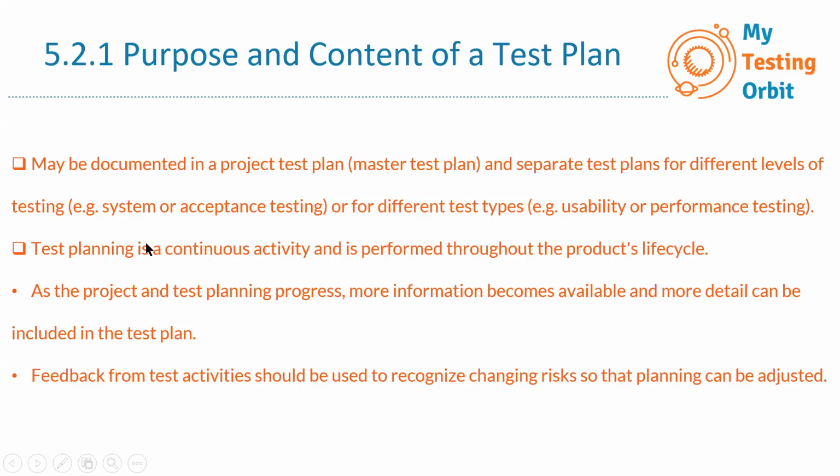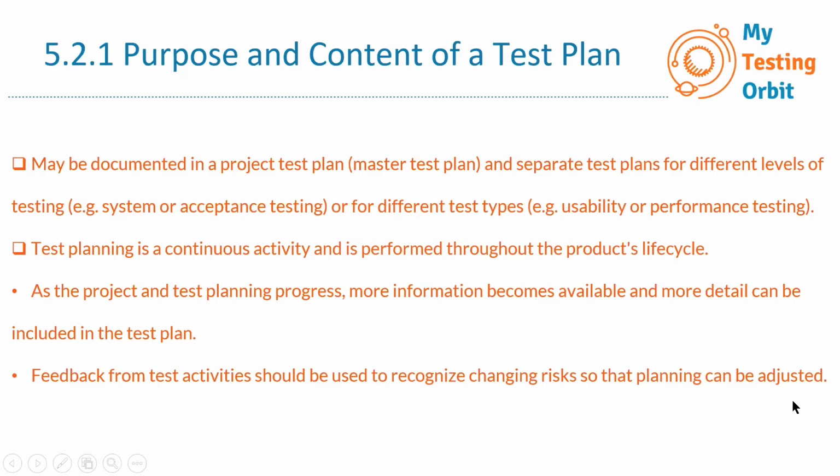The next point is test planning is a continuous activity and is performed throughout the product's life cycle. We mentioned this before as well, that test planning is a continuous activity. There can be multiple versions, and there will be multiple versions of the test plan as we proceed with the project, because there can be different updates in the project which we need to reflect in the test plan as well.